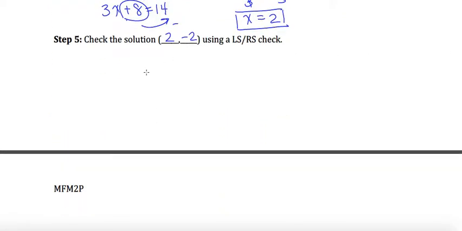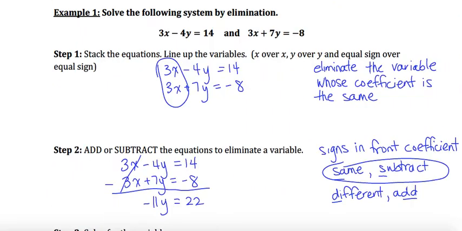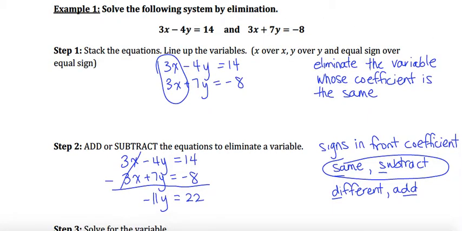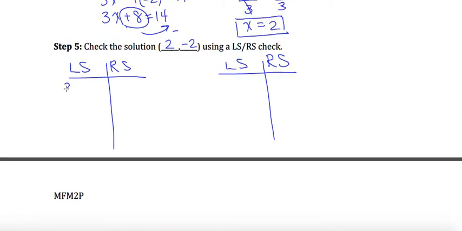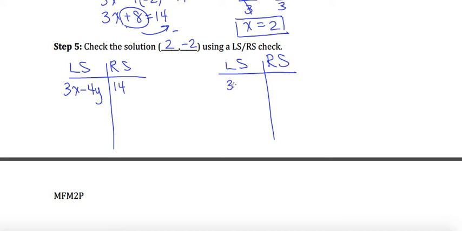So in order to verify that this solution is actually correct, I need to do a left side, right side check for both of my equations. And the goal is to show that both of my equations, the left side and the right side, will be equal to each other using the coordinate that I found in step 4. So my first equation was 3x minus 4y equals 14. And my second equation was 3x plus 7y is equal to negative 8.